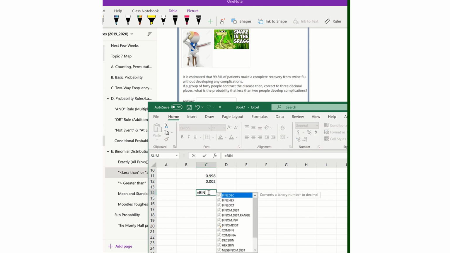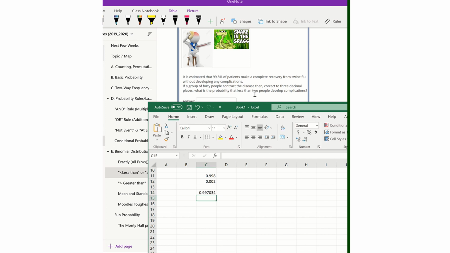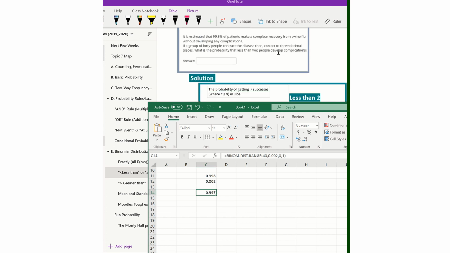So it's equal to binomial.distribution.range. The number of trials is a group of 40 people. So there are 40 people. And the probability of success, we said, is 0.002. And then the part that we're going to have to figure out is what is the probability that less than 2 people develop complications? Again, that does not include 2, so it's 0 to 1. Close brackets and enter. And then we want to bring this to 3 decimal places. And that's what you will put in as your answer here. I hope this has been helpful.